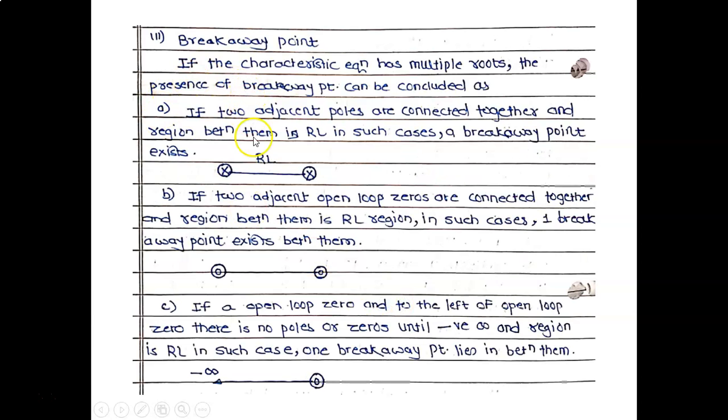Now next step is to find out breakaway point. If the characteristic equation has multiple roots, the presence of breakaway point can be concluded as follows. First, A: if two adjacent poles are connected together and region between them is root locus region, in such cases a breakaway point exists. That is, these 2 poles are there. If they are connected with each other and region is root locus region, therefore we can say that there exists breakaway point.